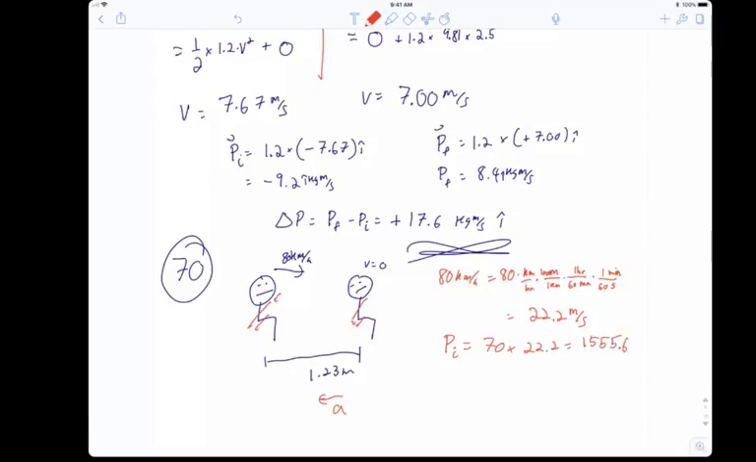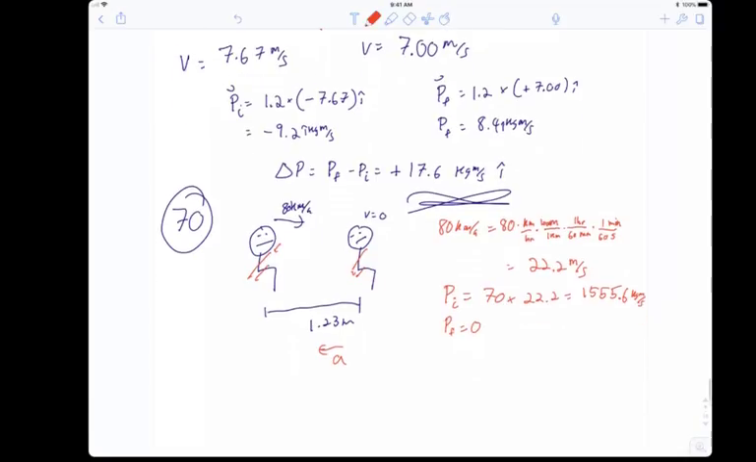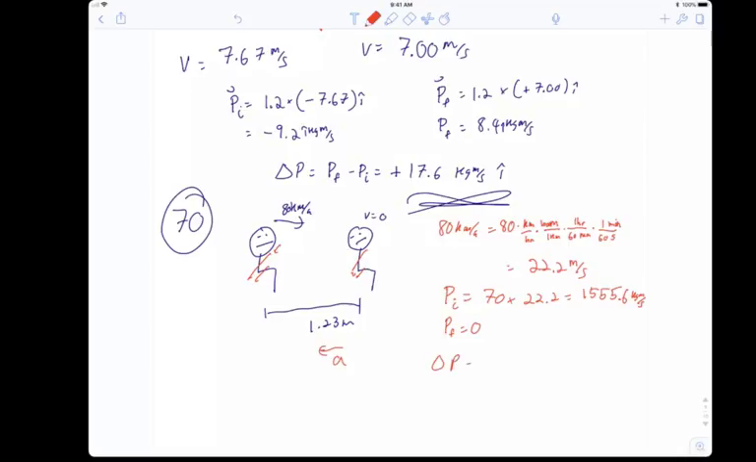1555.6 kilogram meters per second. All right, P final is 0. So delta P is minus 1555.6 kilogram meters per second. Okay. What's the average force exerted by the belt on the driver?